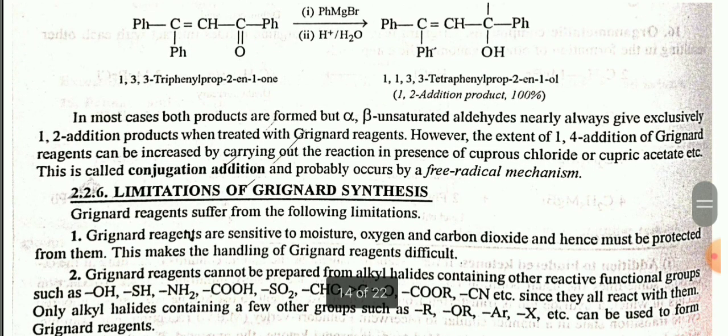In most cases, both products are formed, but alpha-beta unsaturated aldehydes nearly always give exclusively 1,2 addition product when treated with Grignard reagent. However, the extent of 1,4 addition of Grignard reagent can be increased by carrying out the reaction in presence of cuprous chloride or cupric acetate. This is called conjugate addition and probably occurs by a free radical mechanism.